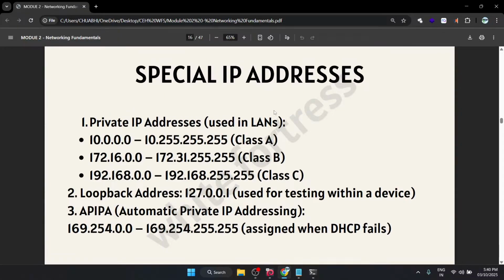Now let's talk about a few special IP addresses as well. Now, what are these special IP addresses?